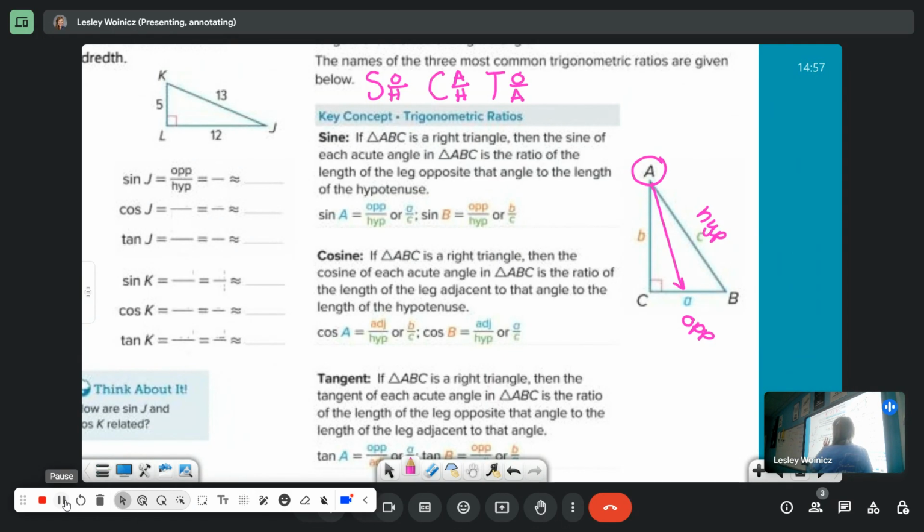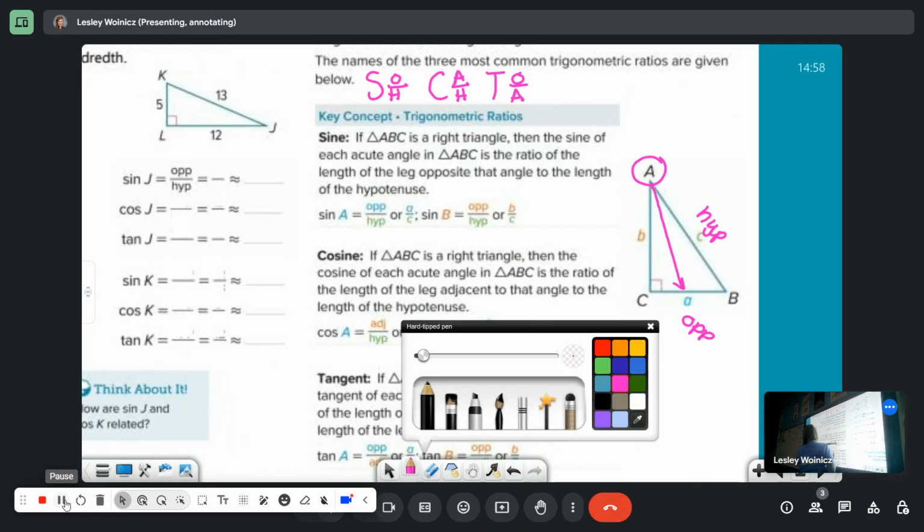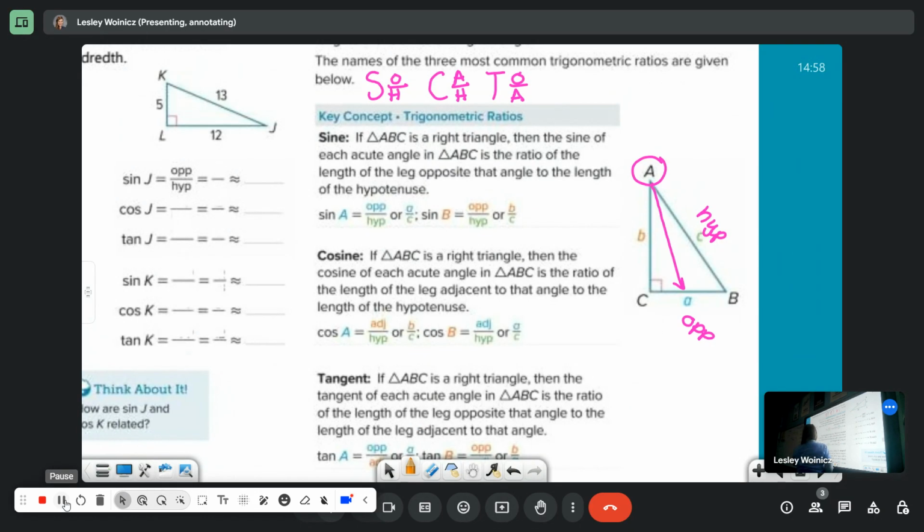Now, if I did the sine for B, angle B is this one. The hypotenuse is still the hypotenuse, but a different side is opposite of angle B. It's side B. So the opposite for B is going to be a different side. Everybody okay with that?